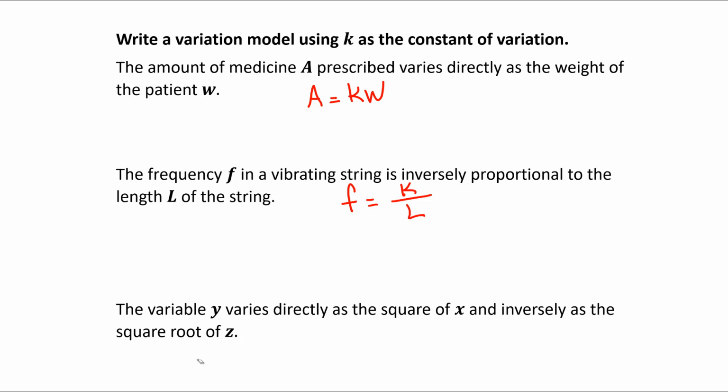All right, the last one says the variable y varies directly as the square of x and inversely as the square root of z. So this situation has two different kinds of proportion, two different kinds of variation. So y varies directly as the square of x, so kx squared, but inversely as the square root of z. So the square root of z would go on the bottom. So this is how we set up these kinds of variation problems. And now we're going to do some examples.